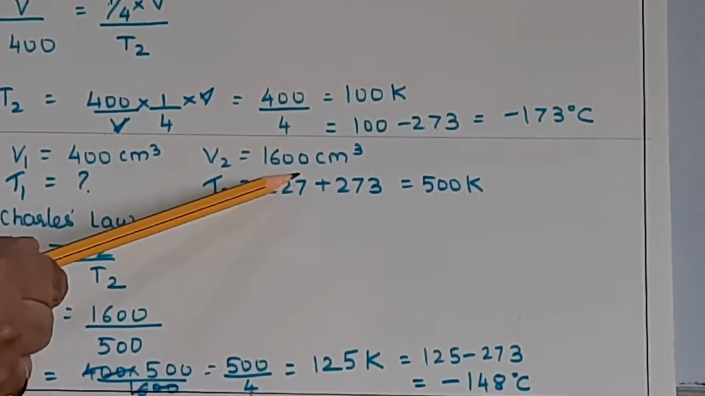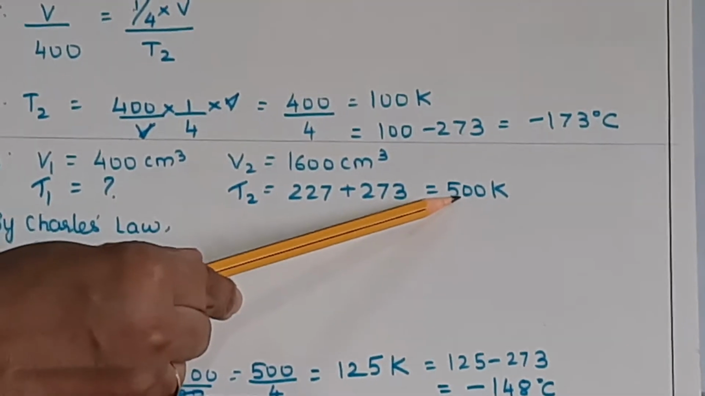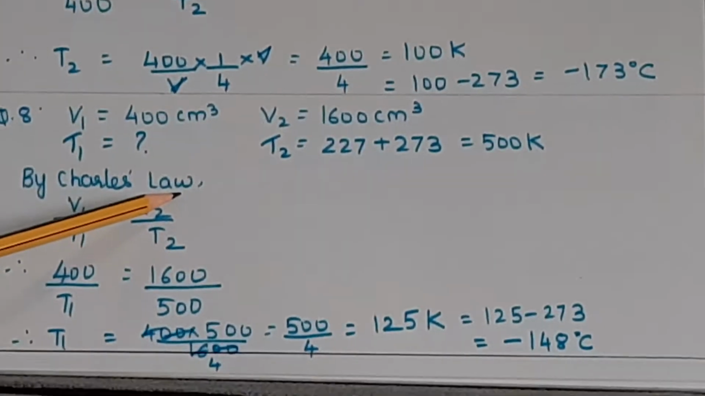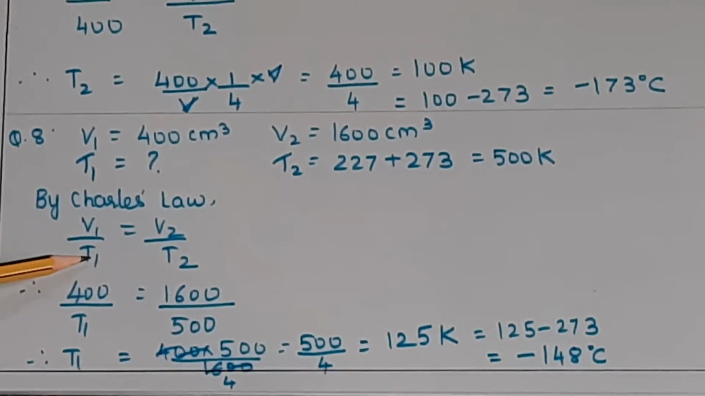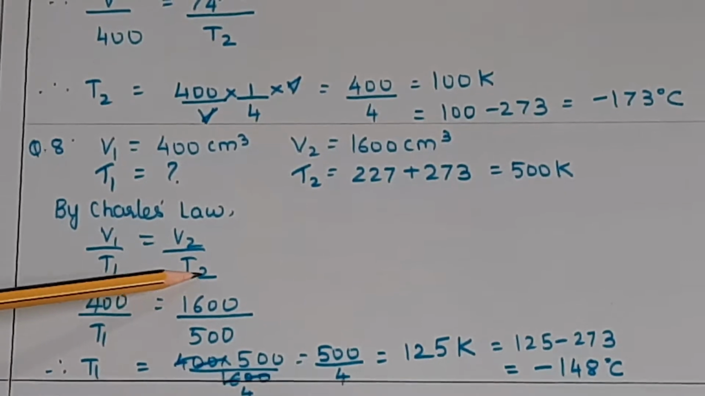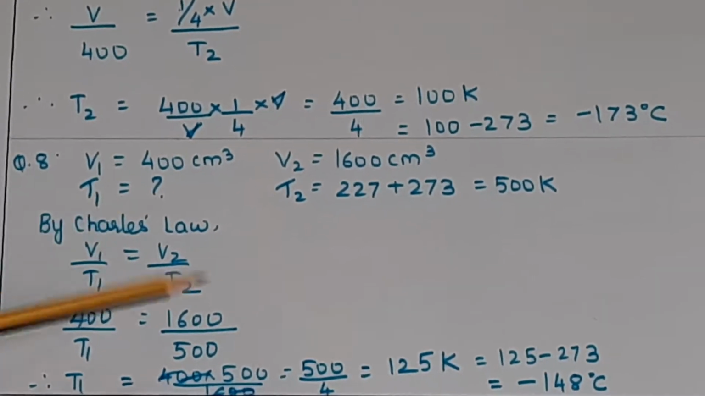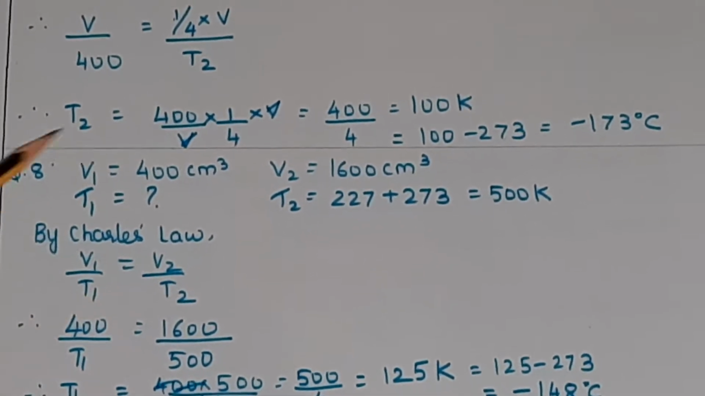So you can't keep it like that naturally. So you are going to add 273. So that comes to 500 Kelvin. Okay. Now using the Charles law, you will substitute these values in the Charles law equation as usual. So V1 upon T1 is equal to V2 upon T2. For every sum you have to write this, okay, because in the exam maybe one such sum will be there. Okay, so you have to write it.